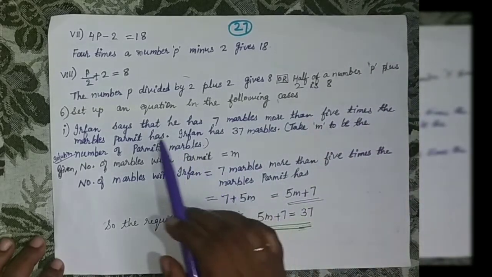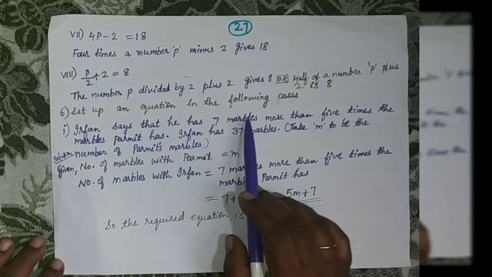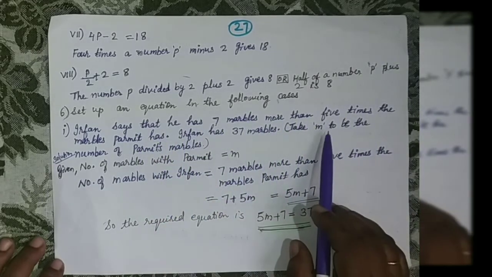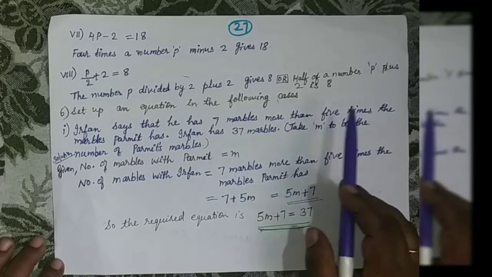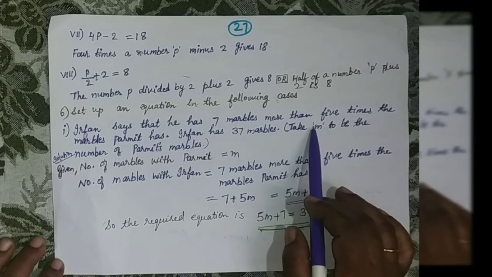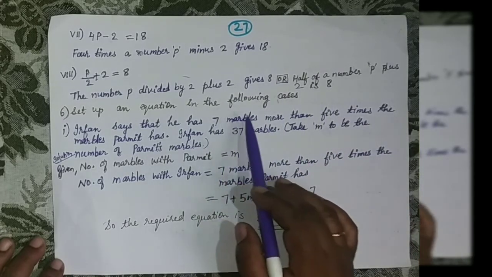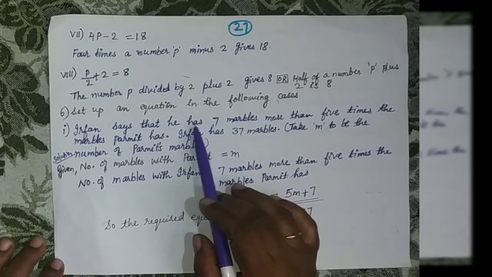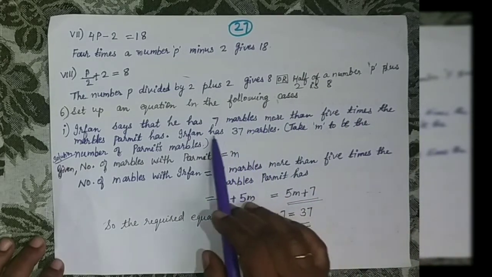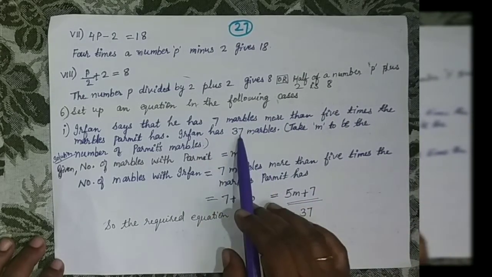Okay. Now, what Irfan is saying, he has 7 marbles more than 5 times the marbles Parmeet has. Parmeet is having how many? m. 5 times of that means 5m, 5 into m. Now, not only 5m, plus 7 also he is having. So, how many marbles? Irfan is saying 5m plus 7. And again one more statement it is given, Irfan is having 37.